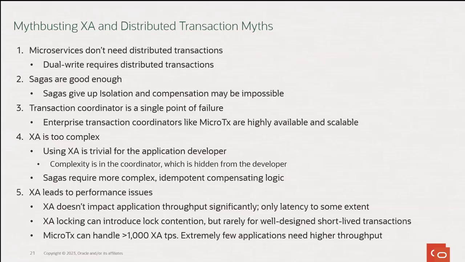Transaction coordinators, there's a single point of failure. Well, that's really a really bad transaction coordinator if that's the case. Certainly things like MicroTx are highly available and scalable, and it's not a single point of failure by any means. XA is too complex. I love this one because you're correct in that XA is relatively complex for the provider of the transaction service, but for using it, it's simple. All that happens is the initiator brackets the transaction. So it starts it or ends it, or starts it or commits it or rolls it back. Whereas with Sagas, you have to create this idempotent compensating logic, and that can be non-trivial.